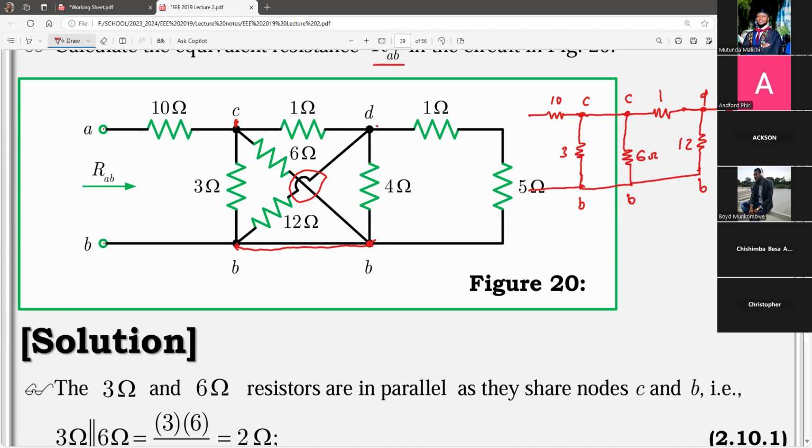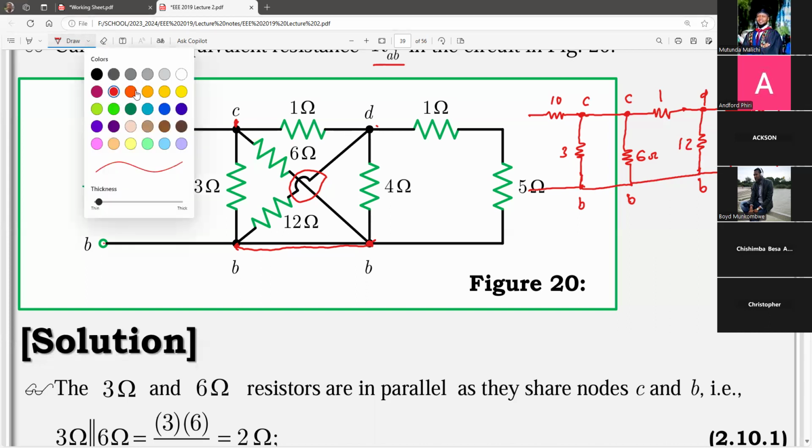Again, at the same D, we have the 4 connected also to B. Then there we have a 1, a 5, like that. This was 4. So if you redraw this circuit, this is how it should look. And therefore, once you redraw it, I'm sure it's very clear to see what is where.